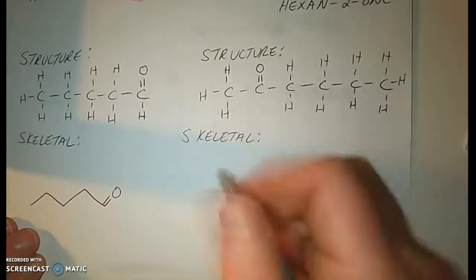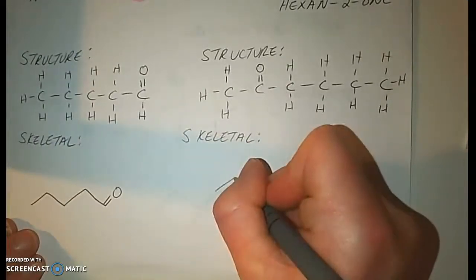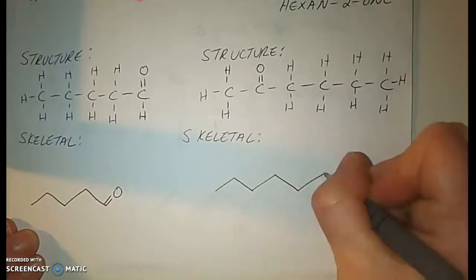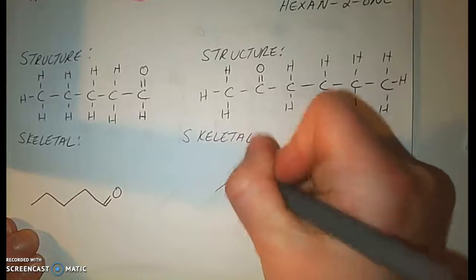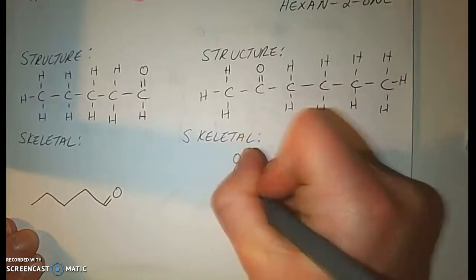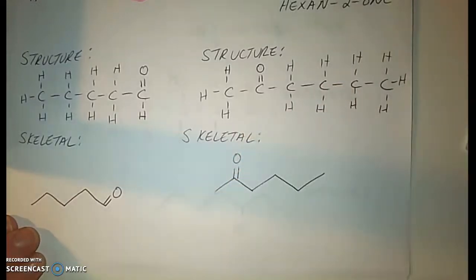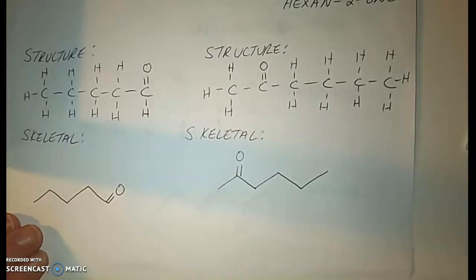Okay, and then my very last thing here, I'm going to provide a skeletal diagram, just so you have that kind of easier way of drawing. So 1, 2, 3, 4, 5, 6 carbons, and then I've got my ketone group on carbon number 2, so 1, 2. Okay, and that would be the skeletal structure for hexan-2-one.